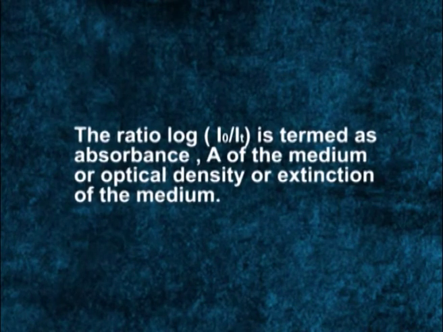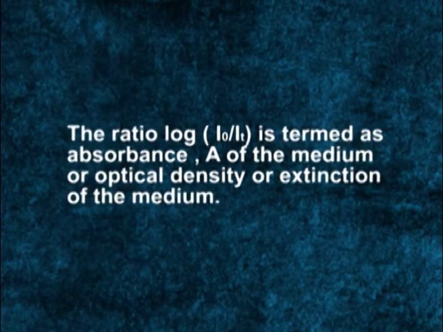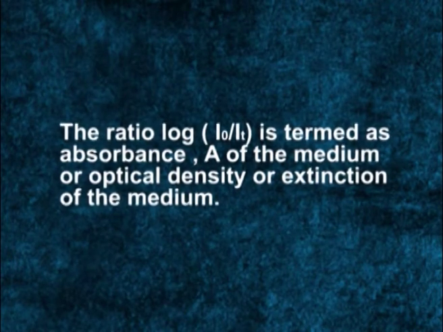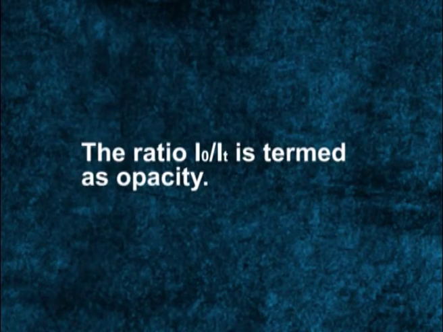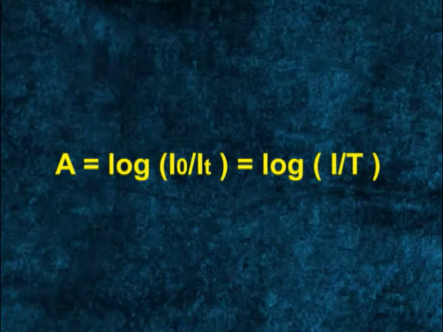The ratio log I0 by IT is termed as absorbance A of the medium, or optical density or extinction of the medium. The ratio I0 by IT is termed as opacity. Therefore, A is equal to log I0 by IT is equal to log 1 upon T. The specific absorption coefficient is the absorbance per unit length and unit concentration.